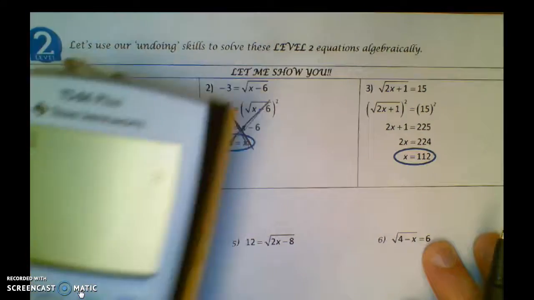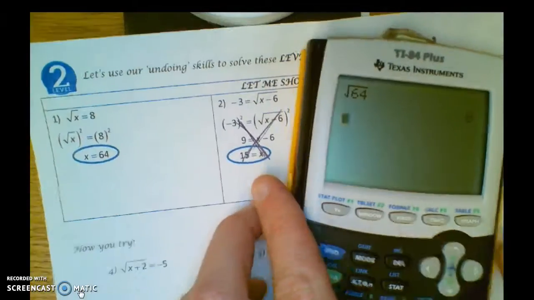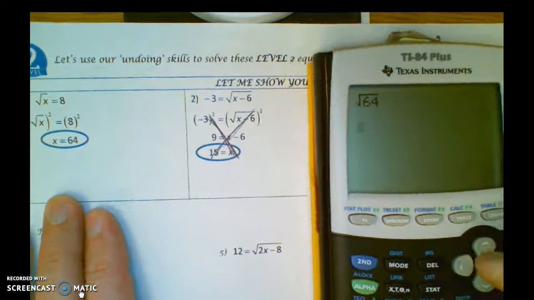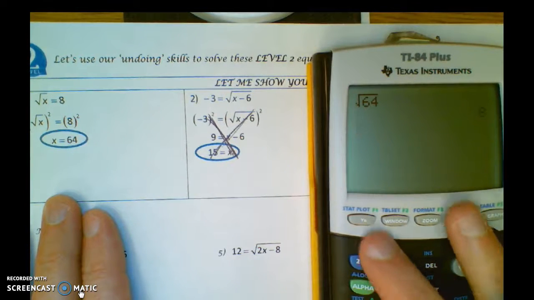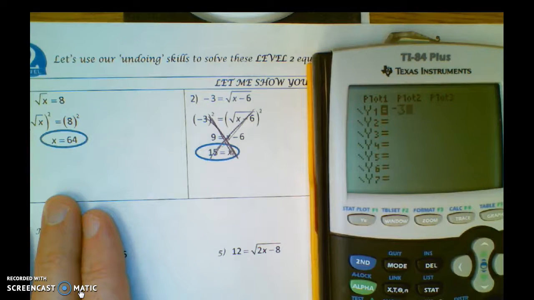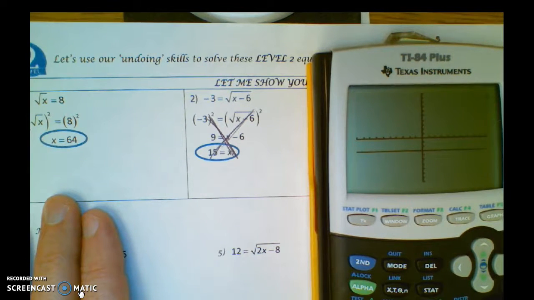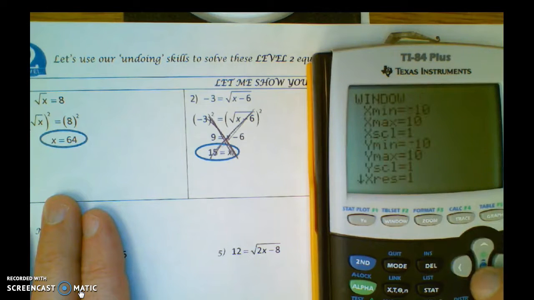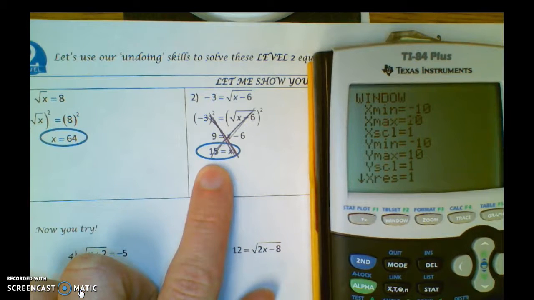And then the other way is what we did in the previous day's notes. If you graph each of these equations, I have negative 3 and the square root of x minus 6, and I hit graph. Based on what we did yesterday, the two graphs here are not intersecting. Here's negative 3, and then here's the square root of x minus 6. Even if I change my window to include that x is up to 15, I'll make it up to 20.